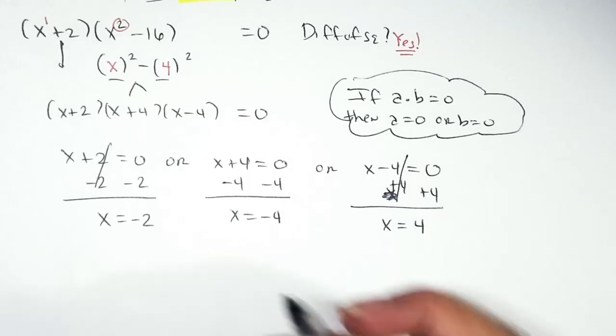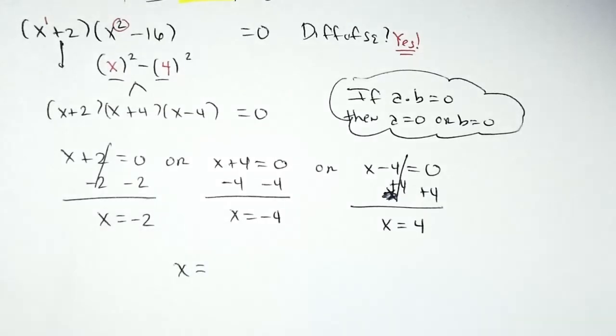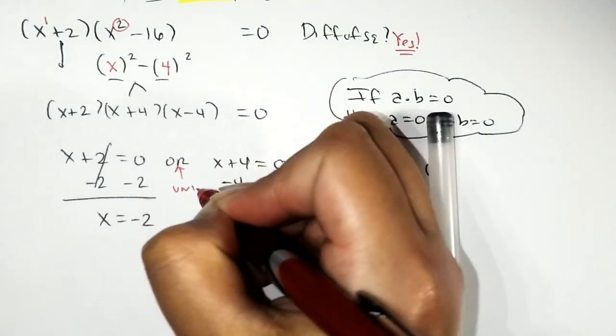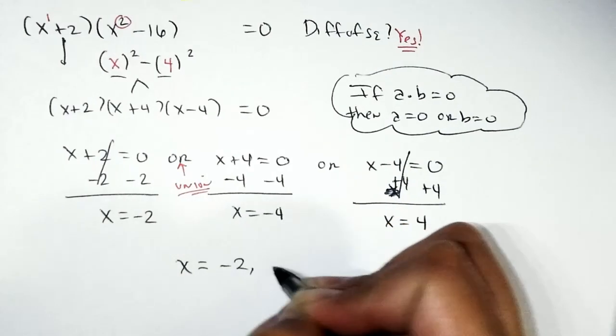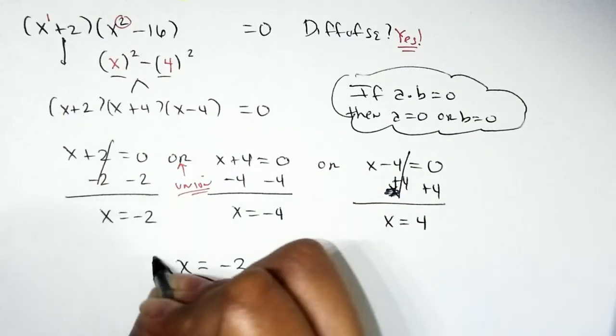Okay, so let's go ahead, write our answer by using a combined statement. Why? Because remember, or means union. We need to have correct notation. So the solutions are -2, -4, and +4, and we're out.